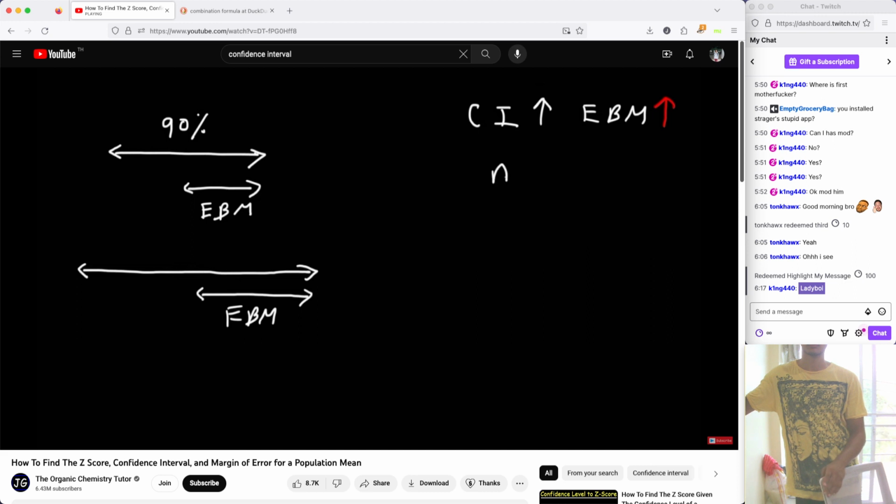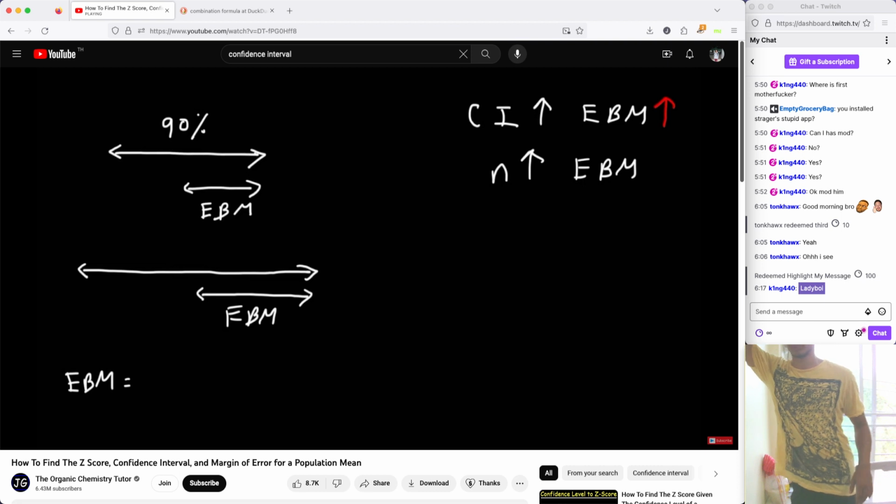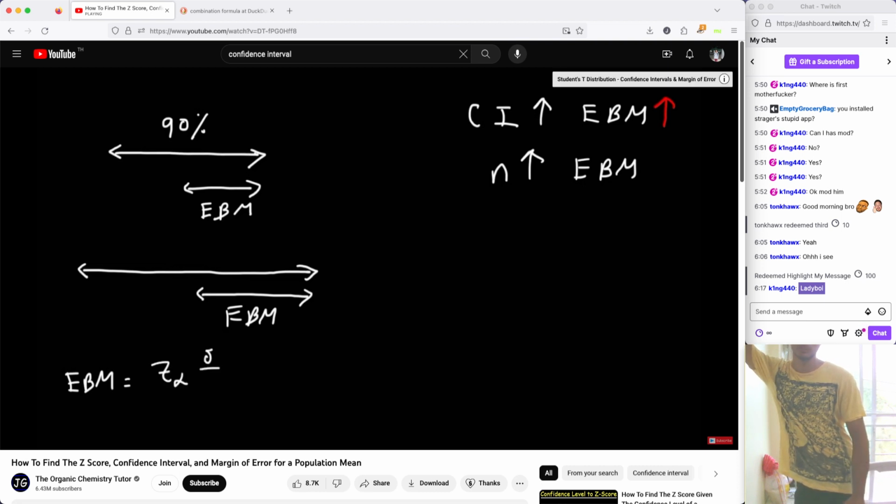Now what about if we increase the sample size? What effect will that have on the margin of error? Now keep in mind, the margin of error, the EBM, or the error bound for the mean, that's Z alpha times sigma over the square root of n. Notice that n is at the bottom of the fraction. Whenever you increase the denominator of a fraction, the value of the entire fraction goes down. It's an inverse relationship. Therefore, as you increase the sample size, the margin of error decreases.